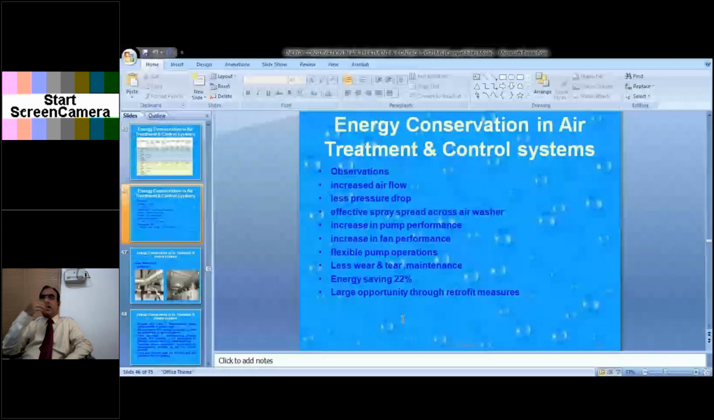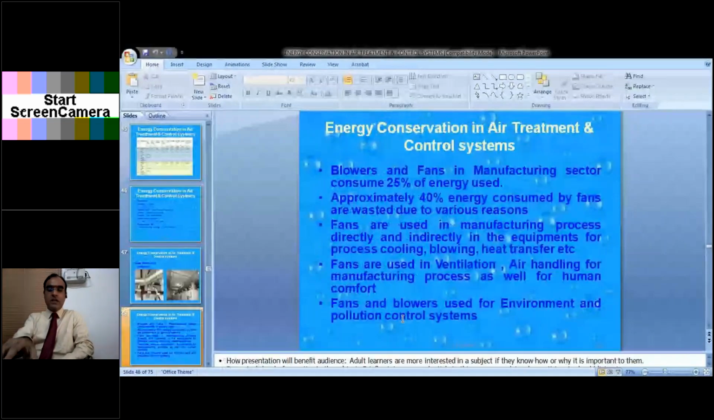So here I have seen the speakers. Nobody's speaking about fans. I think pumps somebody is already covering, and other motors they have covered. About thermal and the instruments also have been covered. That's why I added the blowers and fans, the important heart of the ventilation system.